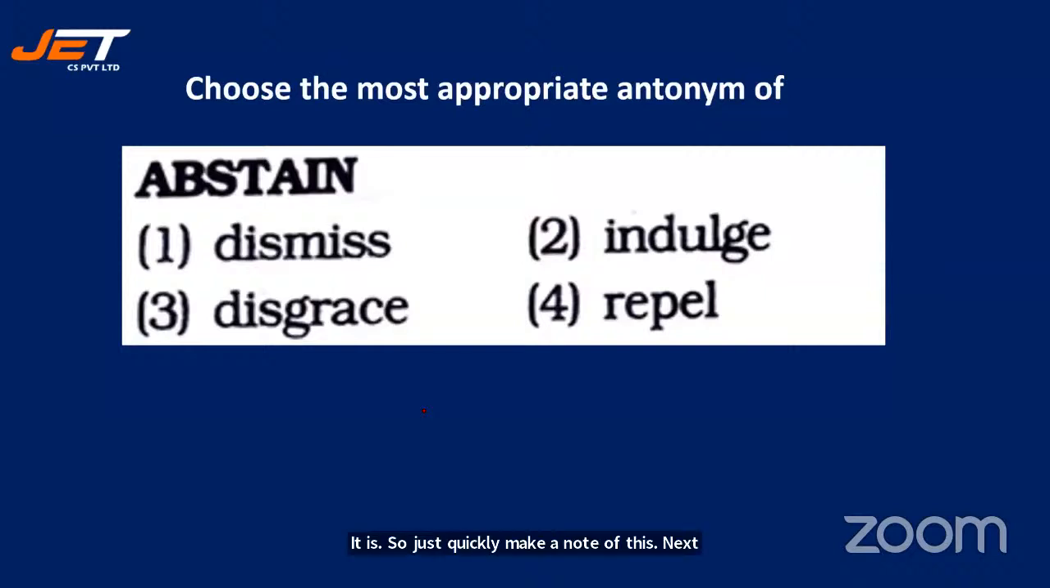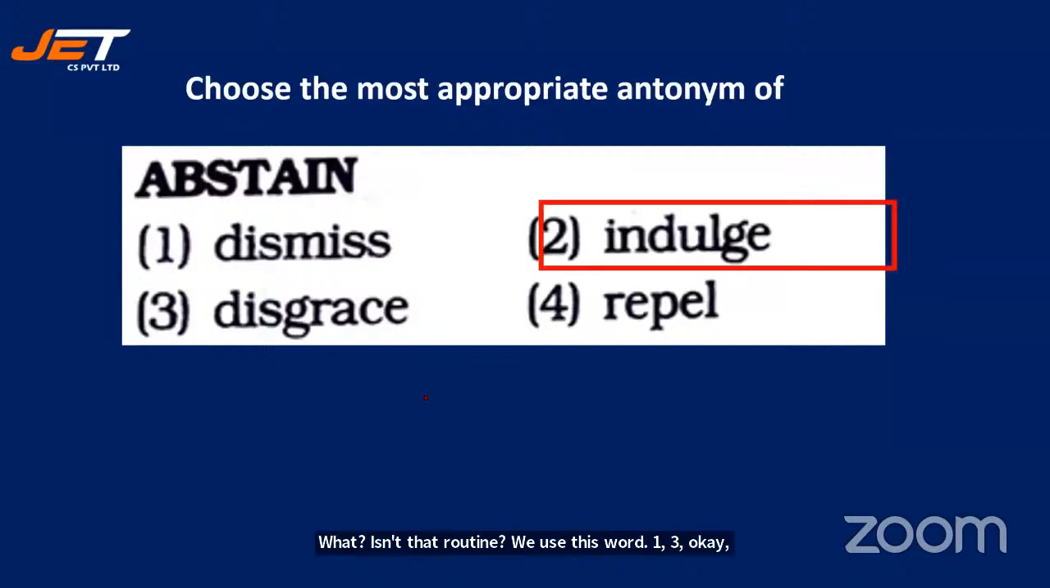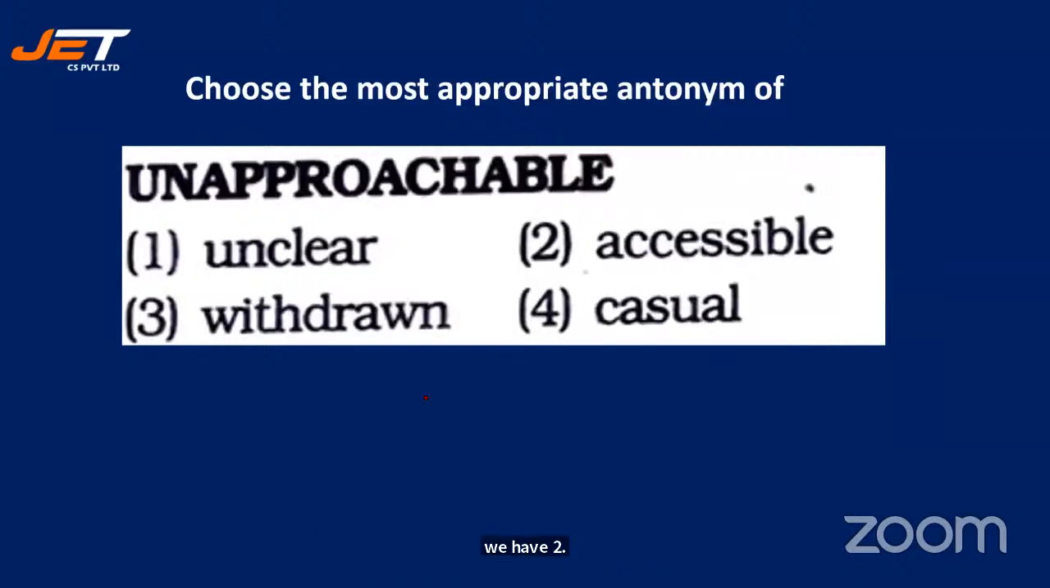Next is abstain. Is it dismiss, indulge, disgrace, repel? Now let me check the chat box. Give me the answer for this, because this is a usually used word, isn't it? Routine, we use this word. 1, 3. Okay, we have 4. Let's see the answer. It is 2. Indulge.